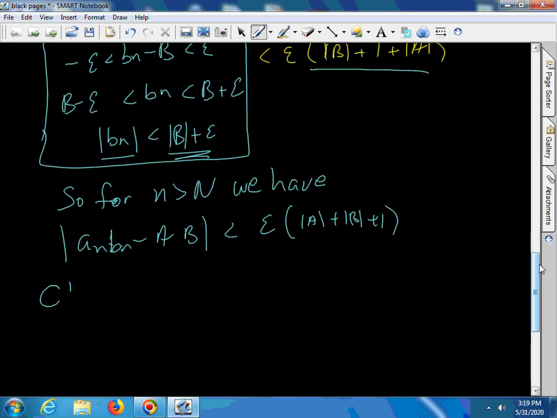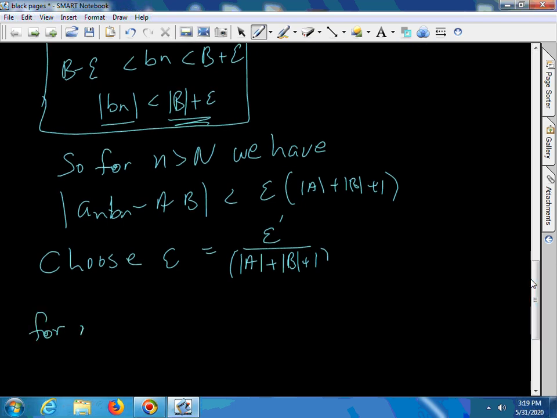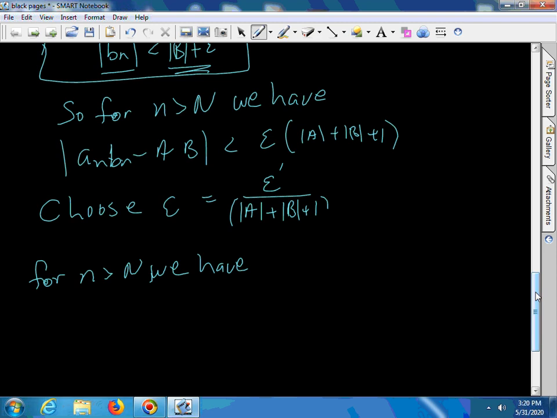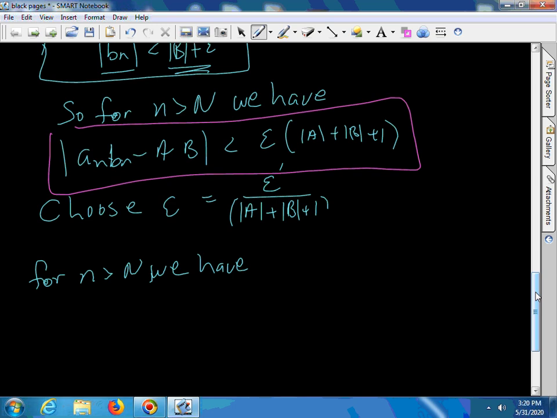Okay, so now we will choose epsilon prime to be epsilon over... oh actually, we'll choose epsilon to be epsilon prime over that. Okay, so then we have, for n bigger than N, that. I'm just going to recopy this with one exception. Instead of epsilon, I am going to put that.